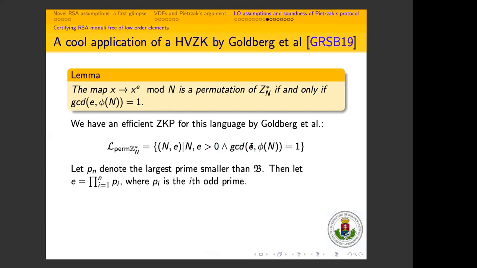If we generate e in a way, so let e be the product of primes up to, let's say I want to prove to you that the RSA modulus is free of low order elements where the order of the low order element is less than B, then I can just create an e which is the product of odd primes up to Pn. Pn is the largest prime smaller than B. Then I just need to take n and this particular e, and I can prove to you, given this lemma, that my favorite RSA modulus doesn't have any factors smaller than B.